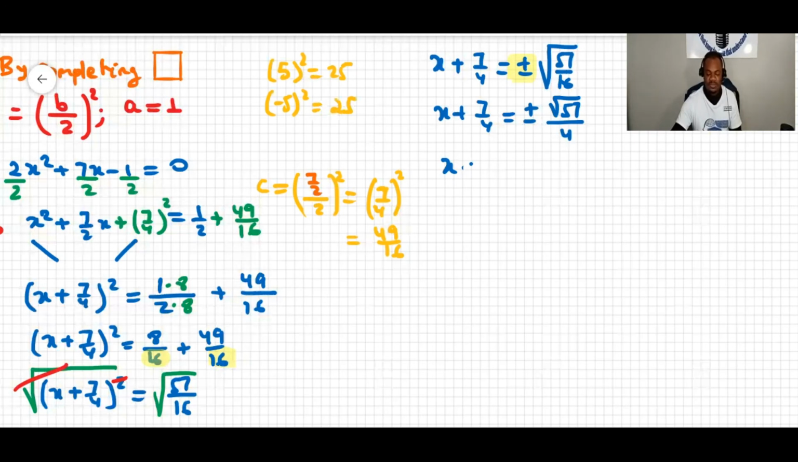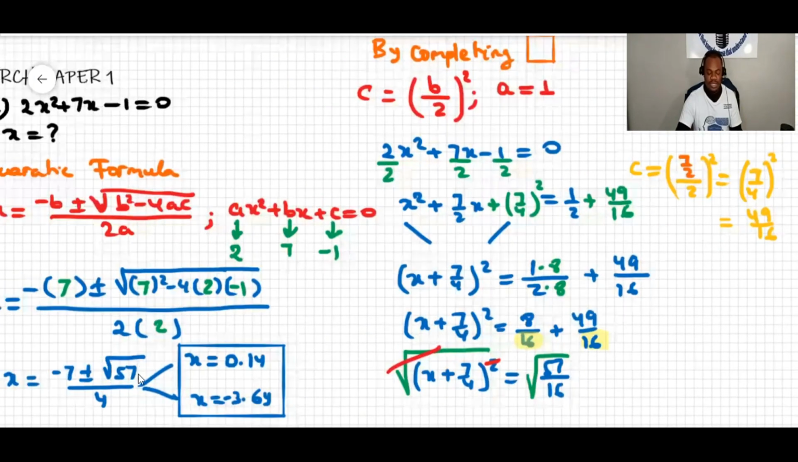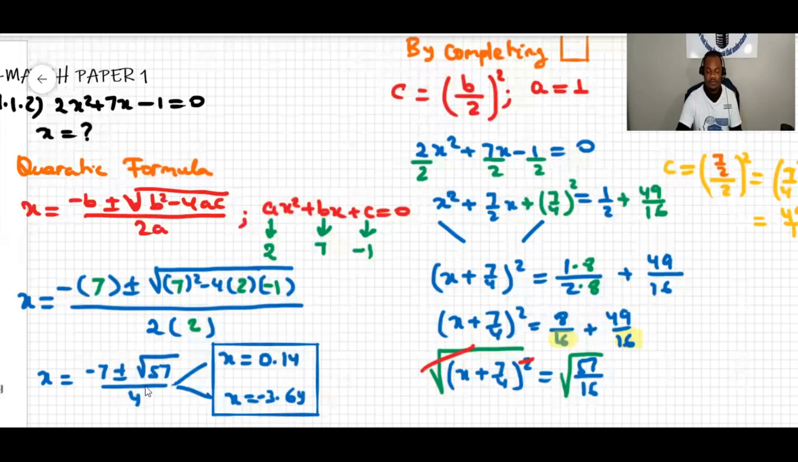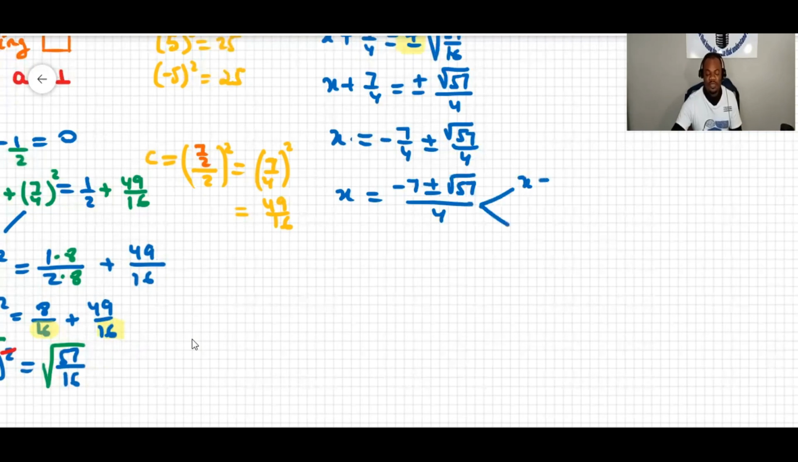So that makes x equal to negative 7 over 4 plus minus root 57 over 4, which is the same thing we get over here: negative 7 plus minus root 57 over 4, because we can write the two fractions as the same fraction. Now this generates two solutions. One will be equal to 0.14, and the other will be negative 3.64.